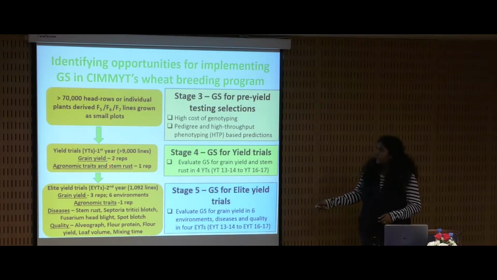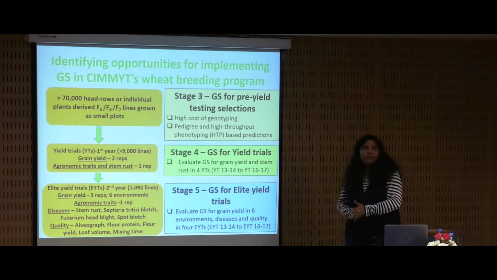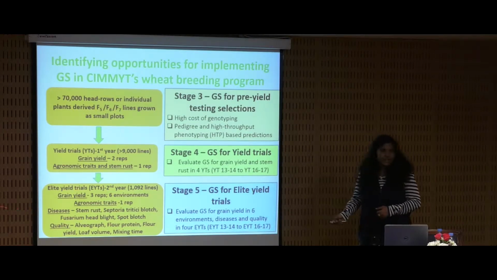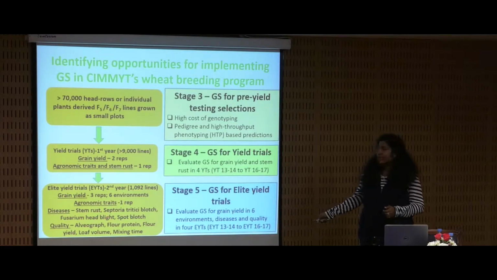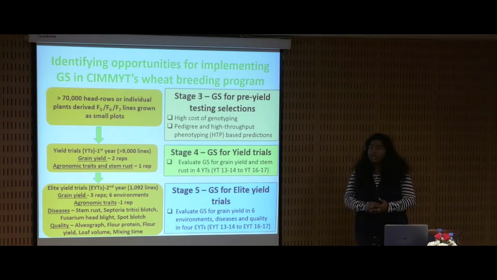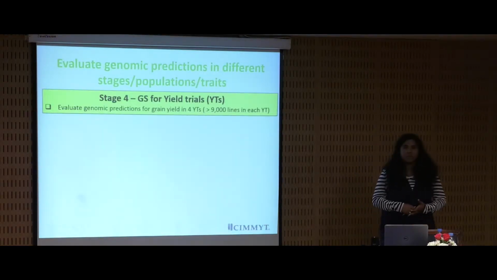And then from the yield trials, you go on to the elite yield trials. So 10,000 lines, and then you go down to 1,092 lines, which go into these EYTs. And you do a lot of phenotyping at this stage at CIMMYT. So you have grain yield, 3 reps, 6 different environments, 2 optimum environments, drought-stressed environments, heat-stressed environments. And then you have agronomic traits, and then you have different diseases which are phenotyped, and also quality is phenotyped at this stage. So you have a lot of data on this stage, and these 2 stages are the ones that we are currently testing genomic selection on.